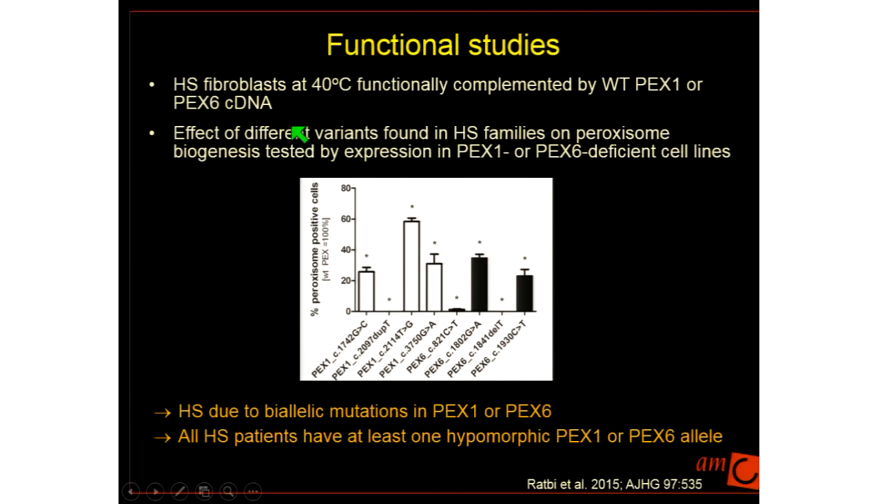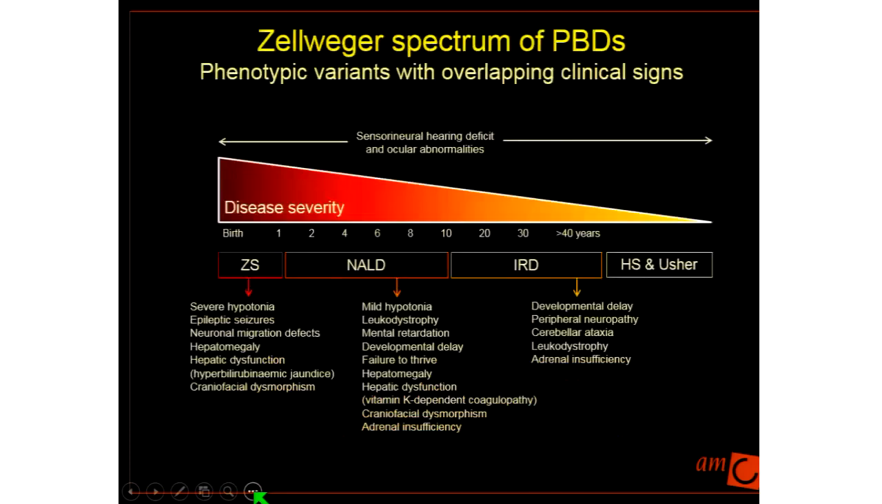So we tested the different genetic variants by expressing them in cells that completely lack either the PEX1 or the PEX6 protein, and then you see that at least one of the mutations was hypomorphic and gave rise to some peroxisome positive cells. So apparently Heimler syndrome is due to biallelic mutations in PEX1 and PEX6, and all these patients have at least one hypomorphic PEX1 or PEX6 allele. And this really puts Heimler syndrome, and also Usher syndrome, which is a similar presentation, at the very mildest end of the Zellweger spectrum disorders.